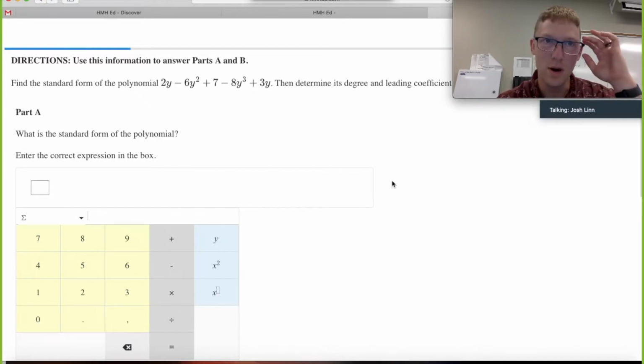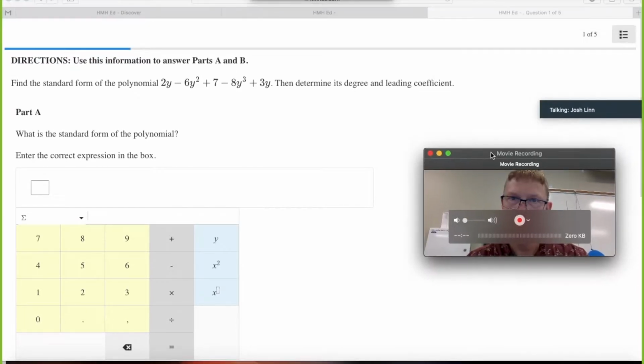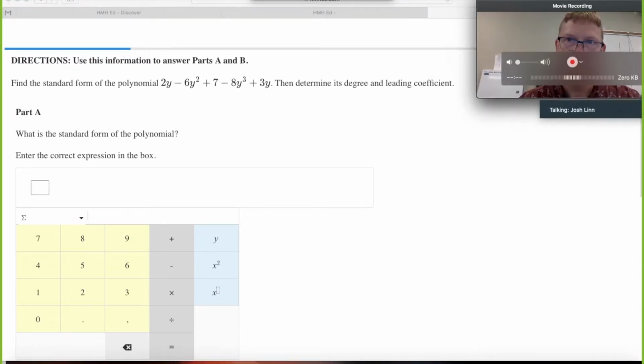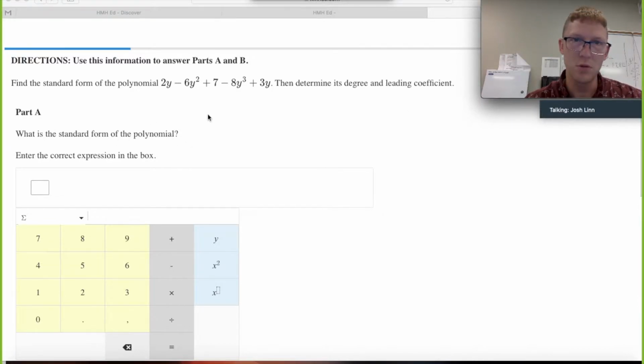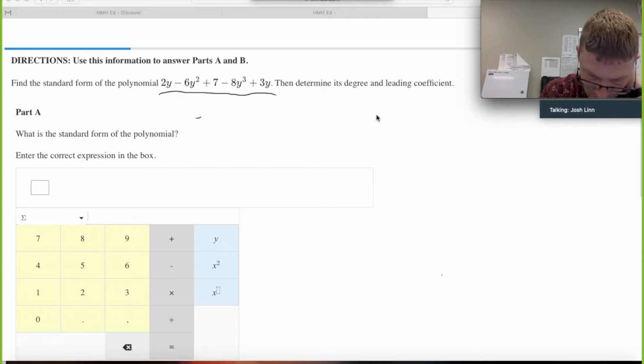All right, here we are on our check on learning. This is our first question, and it says, find the standard form of the polynomial, then determine its degree and leading coefficient. So again, standard form, you're just going to essentially list it based on variable degrees or variable exponents. So let's see here. Okay, so here it is. We're just going to list it.